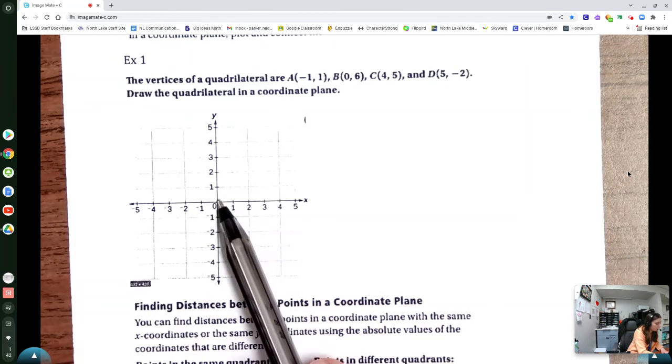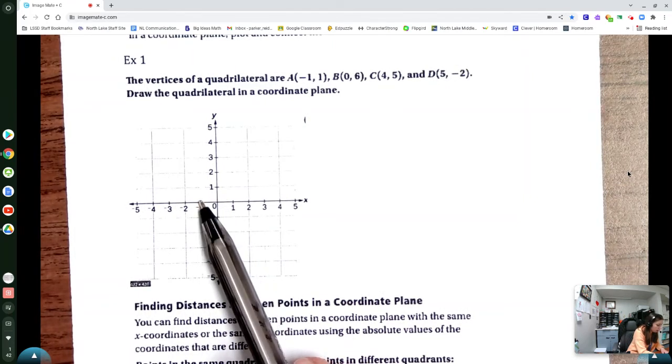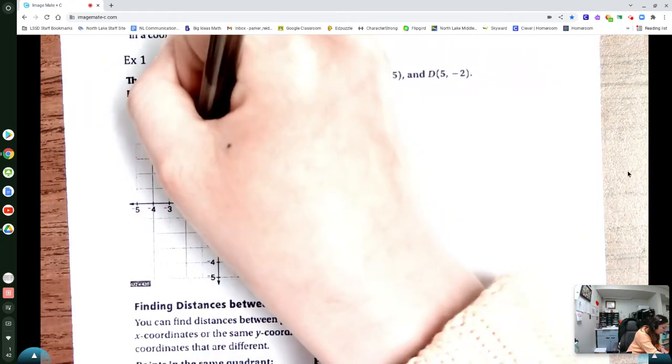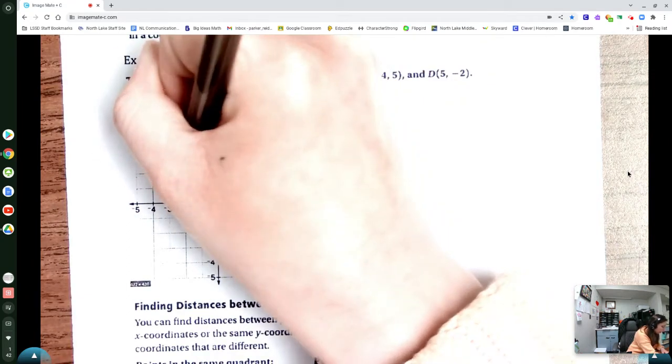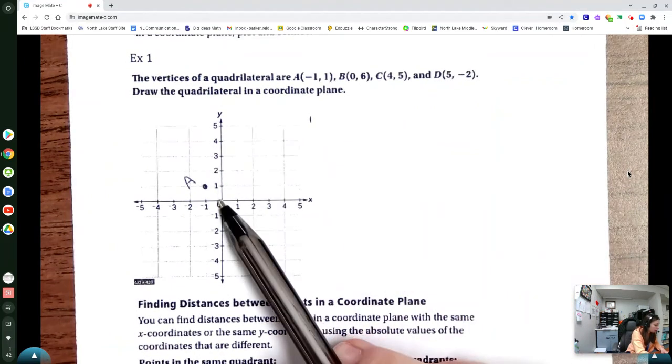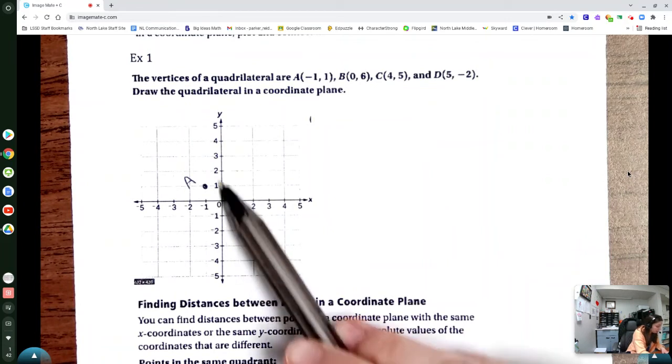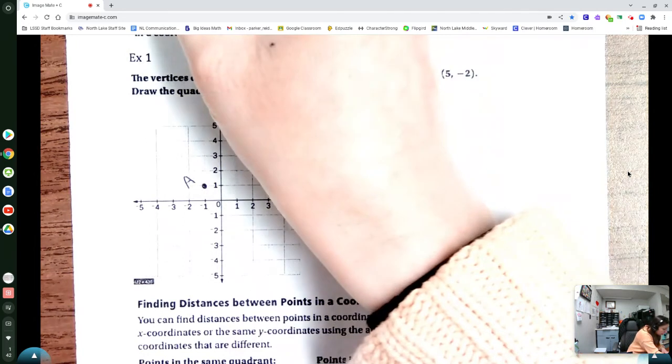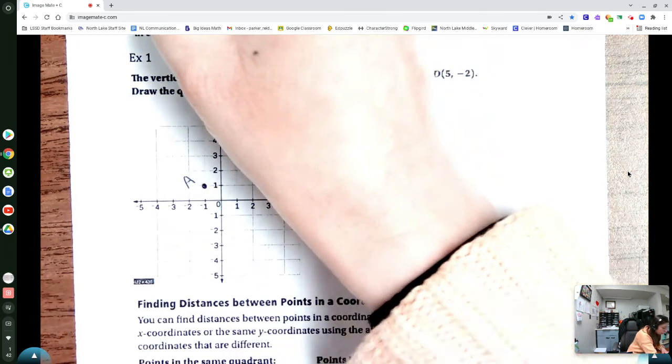So remember, start at the origin. We're going to walk left 1 for negative 1. We're going to take an elevator up 1 for positive 1. That's point A. And we label it with whatever label they've given. Next, point B, start at the origin. We are not going to walk left or right since x is 0, but we are going to take an elevator up 6. Now it only goes to 5, so 6 is going to be just above that. There's point B.